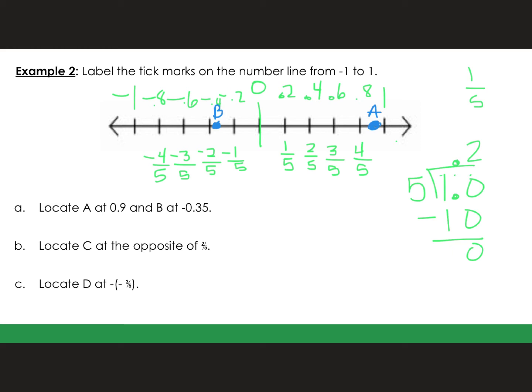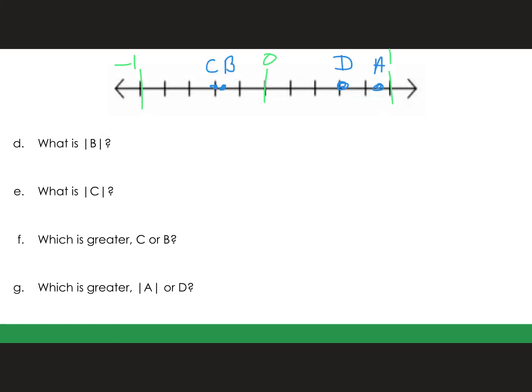Locate C at the opposite of 2/5. So the opposite of 2/5 is going to be on the opposite side. And then locate D at the opposite of -3/5. So -3/5 is on the left side. And the opposite of that would be on the right.